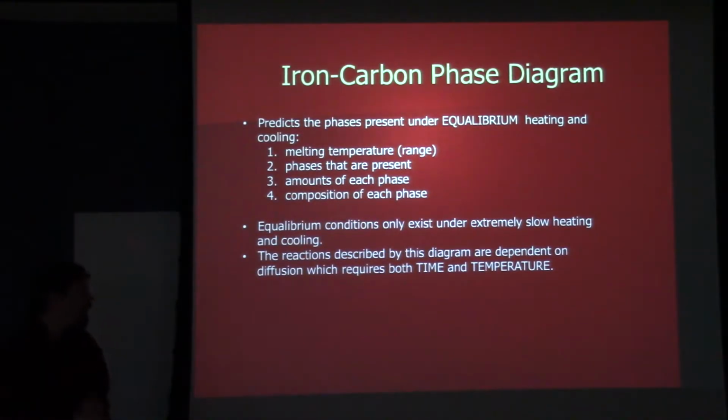So the iron-carbon phase diagram tells us quite a few important things. It tells us when things begin to melt. It tells us what kind of phases are present. It tells us how much of each phase is present. We can use the lever rule to get that kind of information. We can figure out the composition of the phases that are present. So it's a handy thing to have.